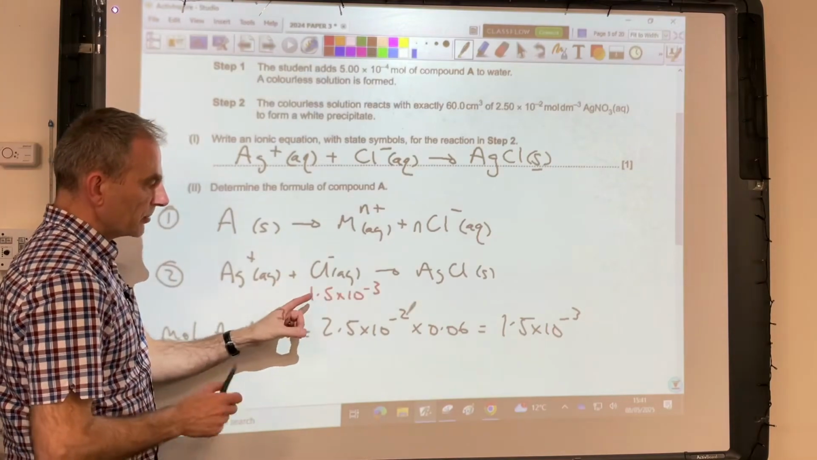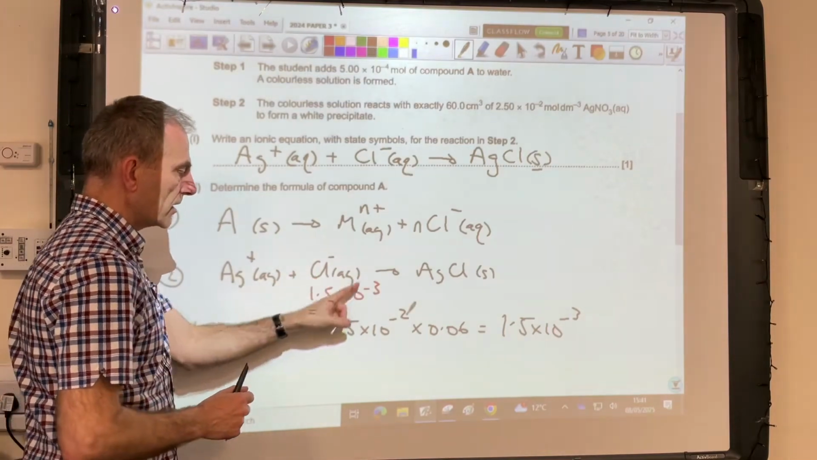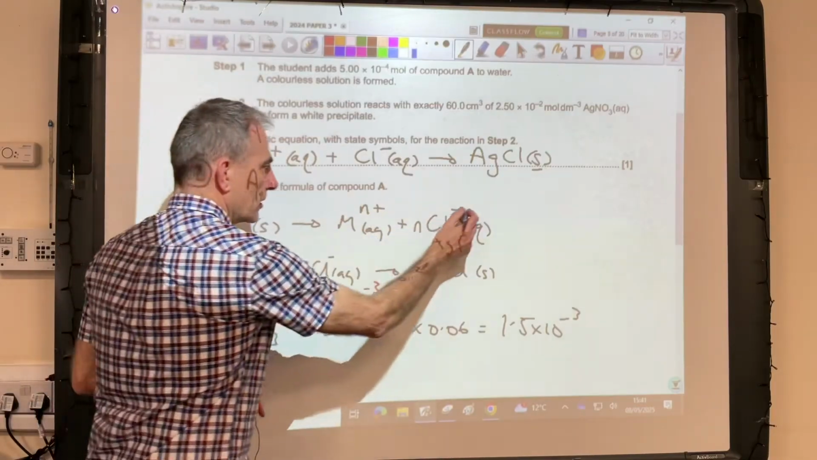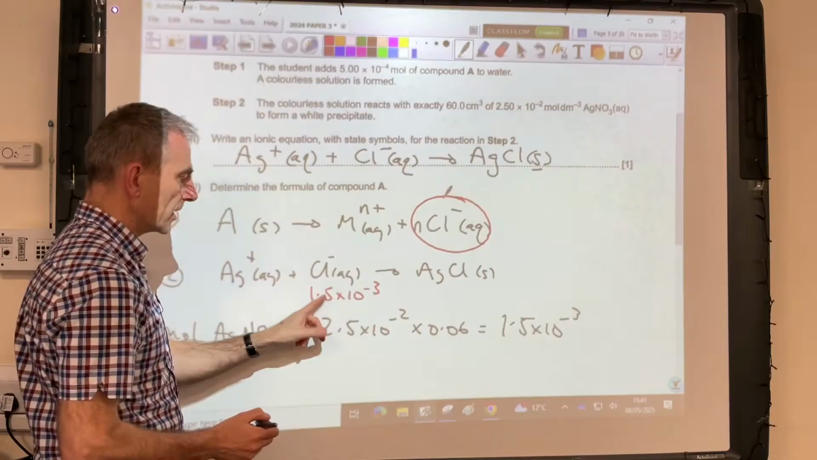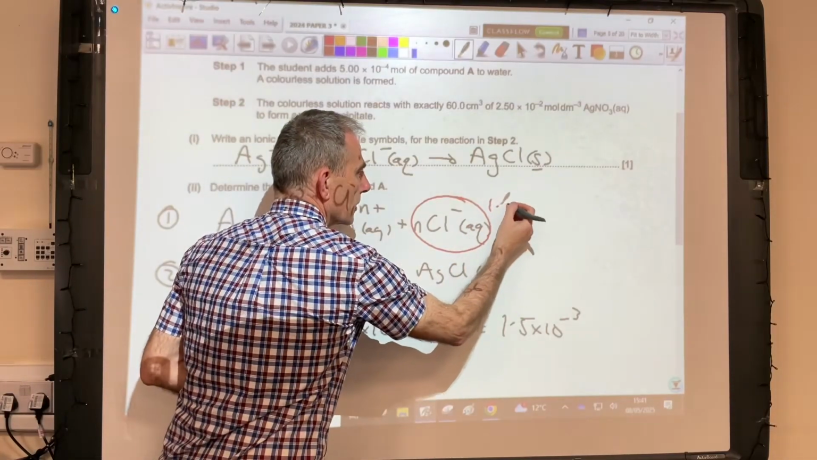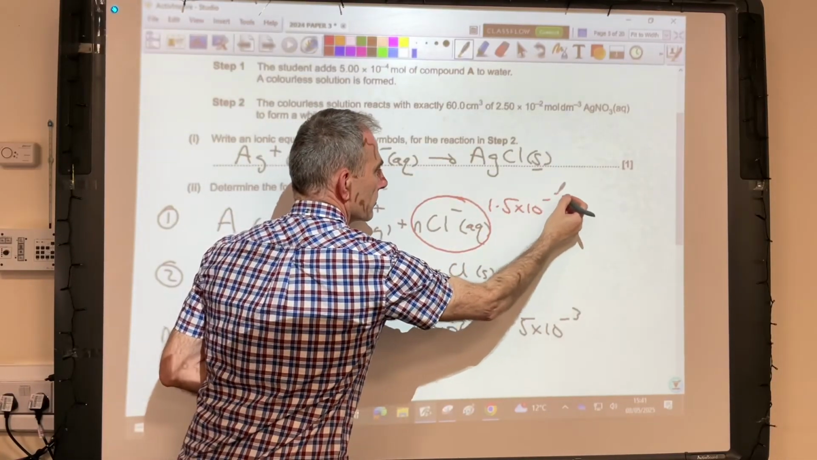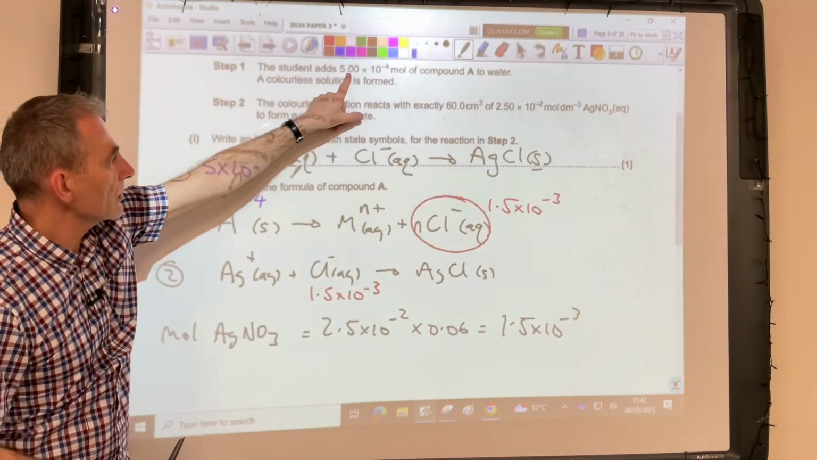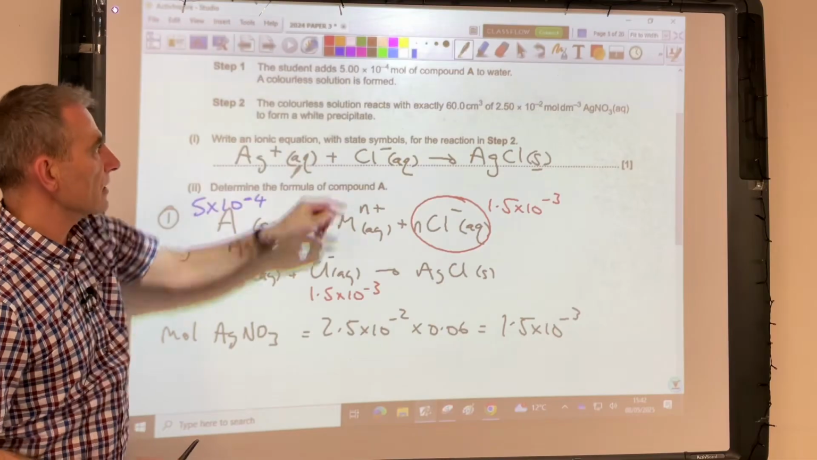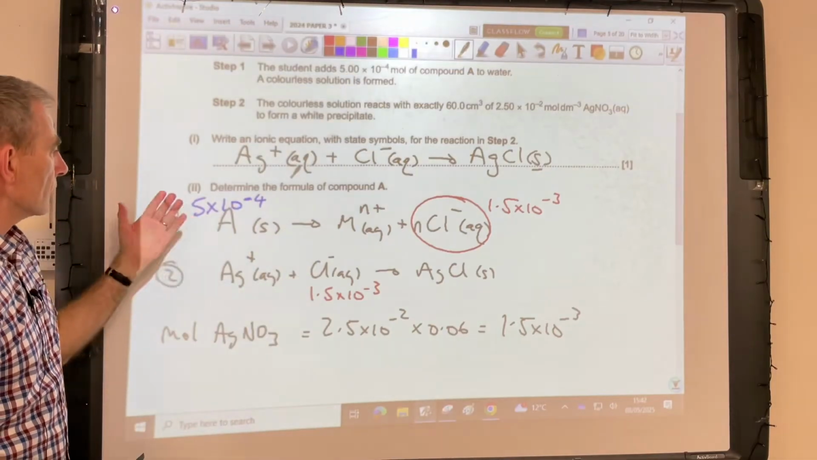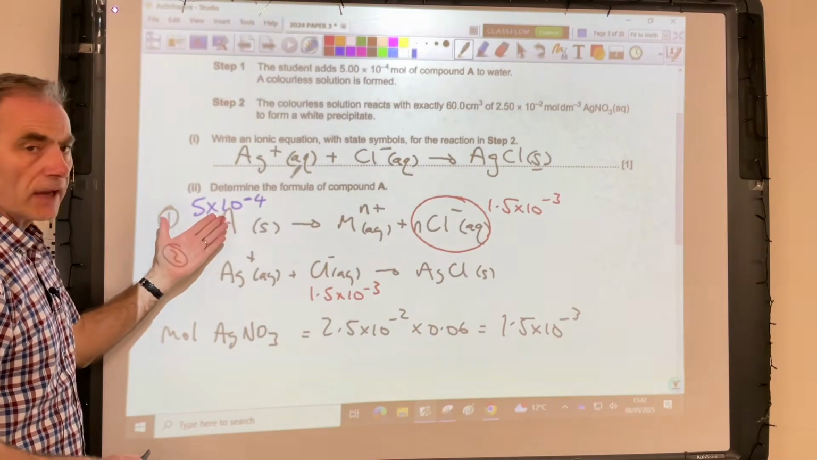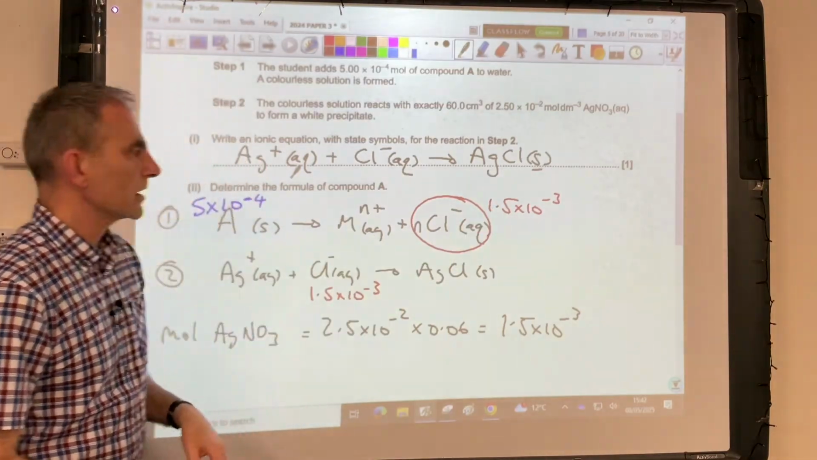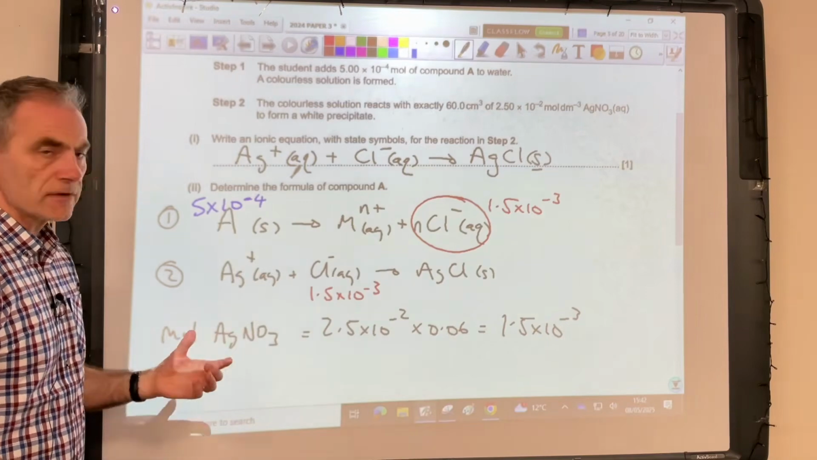Okay, so the thing to appreciate is that these moles here, where did they come from? They came from this step. So these must also be 1.5 times 10 to the minus 3. Next thing we've got to appreciate is the moles of A that we used was 5 times 10 to the minus 4. So 5 times 10 to the minus 4 moles of A generated, when it dissolved, 1.5 times 10 to the minus 3 moles of chloride ions.